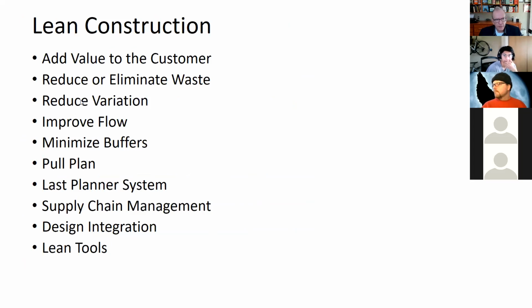So these are key points. And to be honest, you can spend hours on each one, hours of training on each one. Adding value to the customer, I've already kind of highlighted what the customer is. Reduce or eliminate waste. Those are the two key points. One of the ways that we can do that is reduce variation in the work and improve the flow.